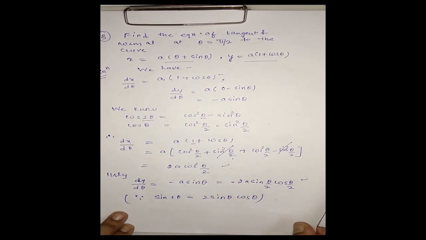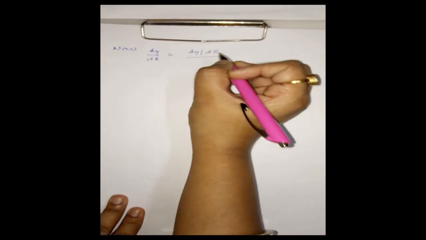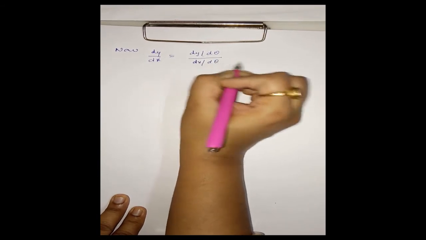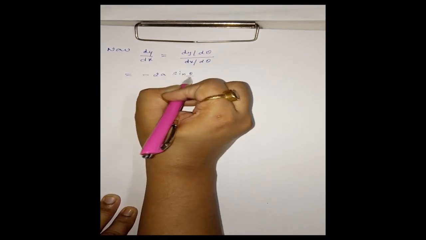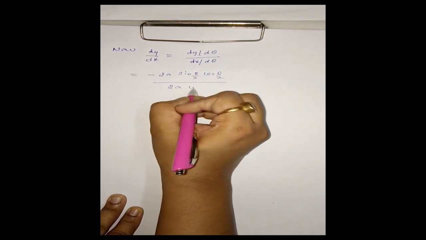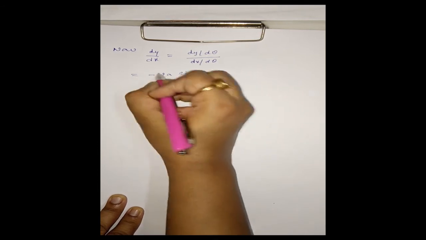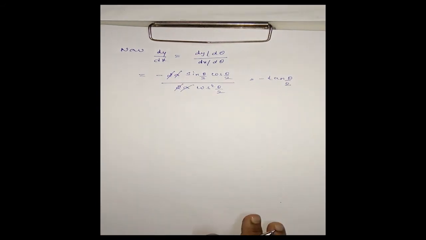Okay. Now we have to find dy/dx. dy/dx is equal to dy/dθ upon dx/dθ. This is equal to minus 2a sin(θ/2) cos(θ/2) divided by 2a cos²(θ/2). This will give us minus tan(θ/2). This is my dy/dx.